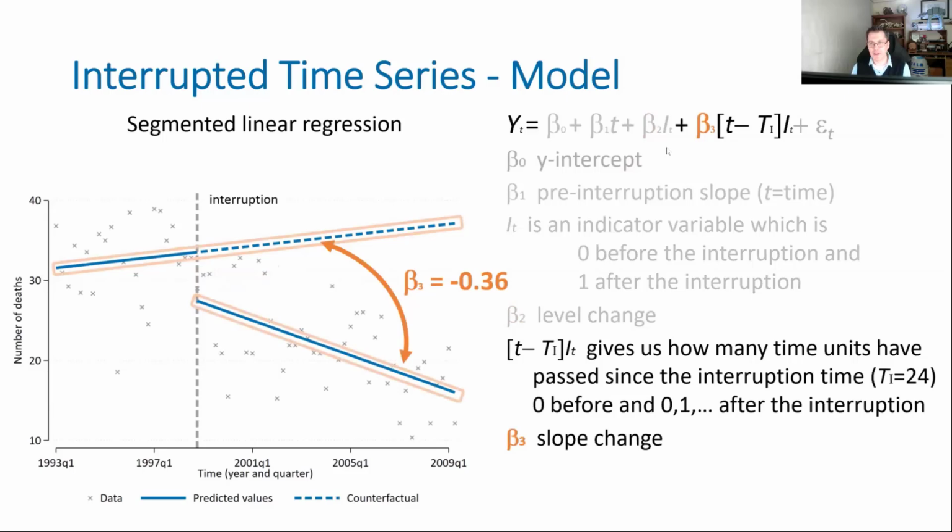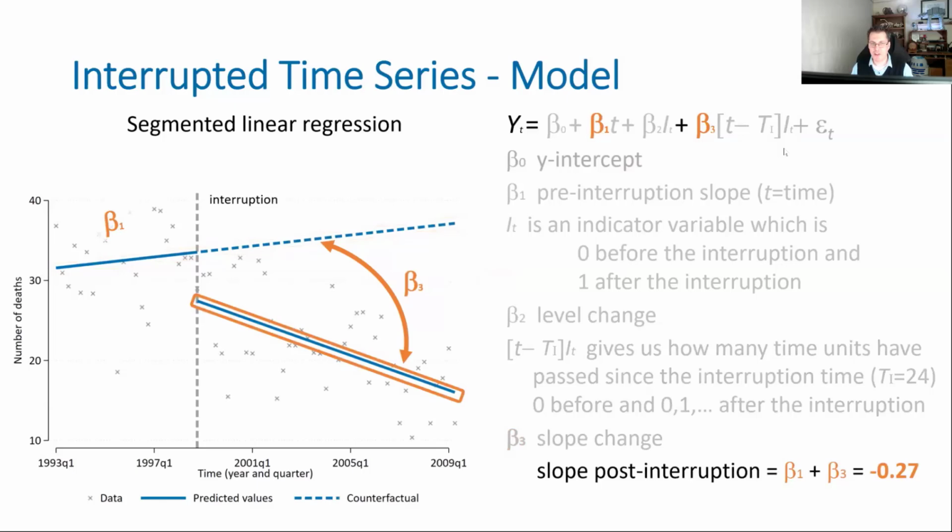Finally, the most complicated one here is our beta 3, which is measuring our change in slope from the counterfactual to our post. And the reason we've got these extra t's in here is because we're creating a new time variable that is 0 before the interruption. And then after the interruption, we just increment upwards, 0, 1, 2, 3, on and on and on. And then again, we've multiplied that by our I, just to make sure it's 0 before the interruption. So that gives us our slope change. And we can see here it's -0.36. So every quarter, there's 0.36 fewer deaths.